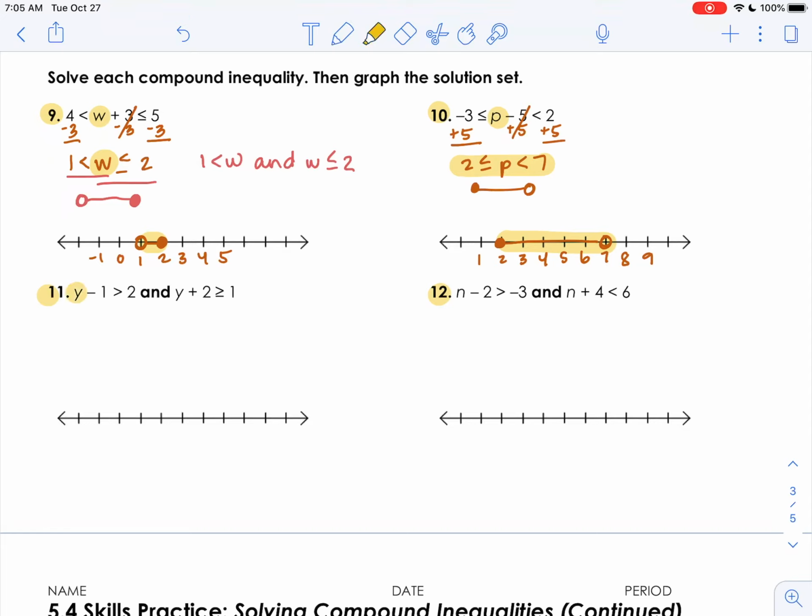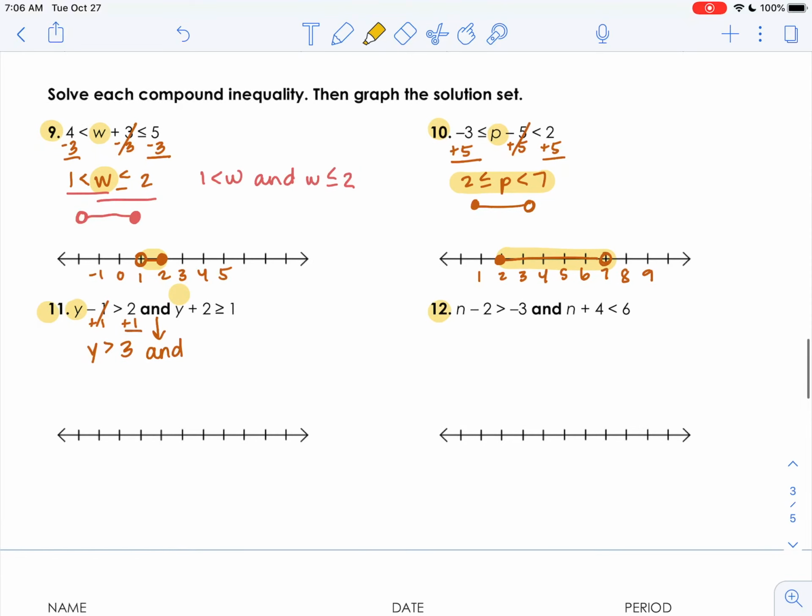So first, I have y minus 1 is greater than 2. I'm going to add 1 to both sides, showing my work. The ones cancel, so I have y is greater than 3. Drop down your word and, that's important. For here I have y plus 2 is greater than or equal to 1, so I'm going to subtract 2 from both sides. So I'm left with y, 2 minus 2 is 0, is greater than or equal to -1. So y is greater than 3, and y is greater than or equal to -1.